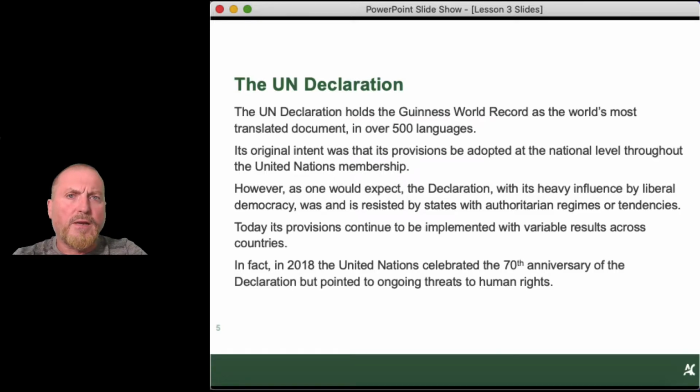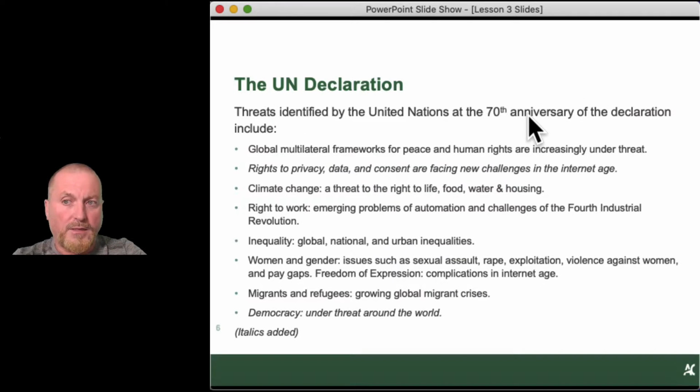But, you know, the Declaration has had its pitfalls. In fact, in 2018, the United Nations celebrated the 70th anniversary of the Declaration, but pointing to ongoing threats to human rights. And we know many of these, right? Threats identified by the United Nations at the 70th anniversary of the Declaration include a long list that you can see on the slides for this lesson plan.